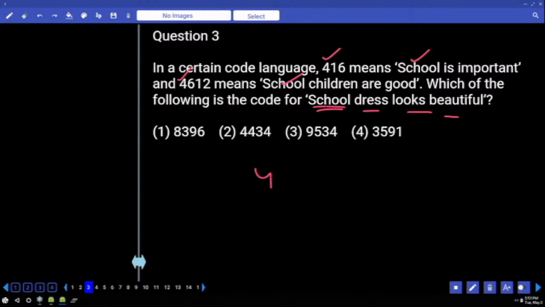School is 4, and now the code for dress. Dress, school is important, school children are good. Then next one, school dress looks beautiful. Now looks, what is the answer here? Looks is 7. Now 4 should be the first element among the given choices. Only choice 2 has 4 as the first.